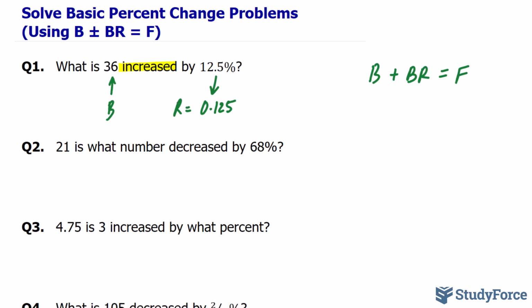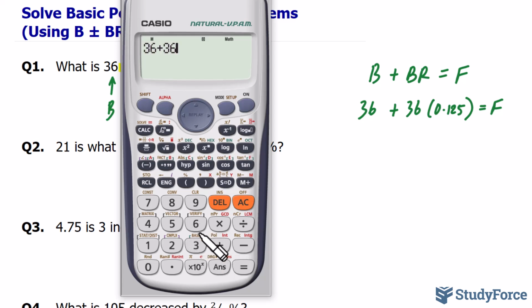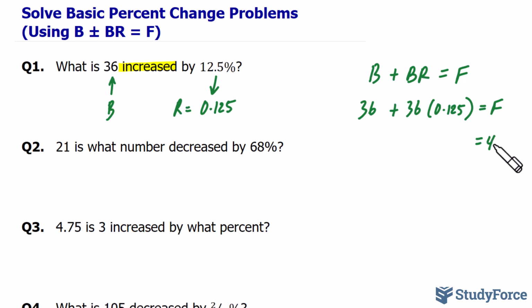So let's go ahead and substitute those values into the formula written here. Again, our base value is 36, and it is being increased by 12.5%. So I'll replace this B with 36 as well, and that R with 0.125. And by calculating the left side of this equation, we'll find the final amount. Let's use our calculator. 36 plus 36 times 0.125 outputs to 40.5. Therefore, if you increase 36 by 12.5%, you end up with 40.5. That question was straightforward since we were given B and R.